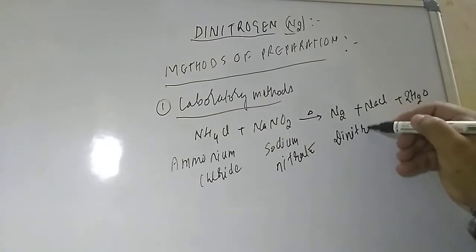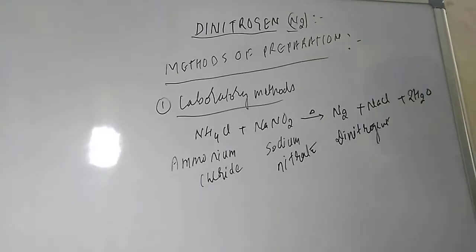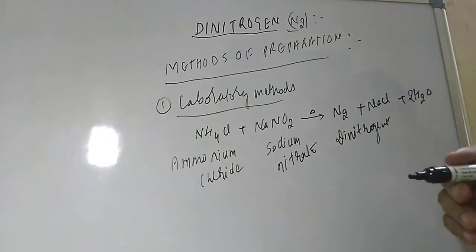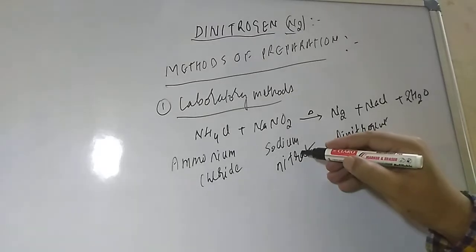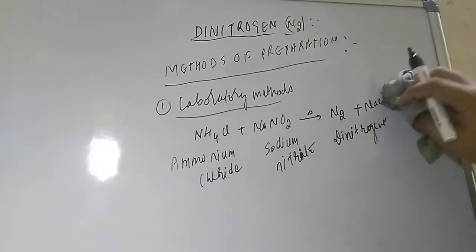So in the laboratory, dear student, you can prepare it by heating the aqueous solution of ammonium chloride along with sodium nitrite. It is not the nitrate. Okay, sodium nitrite. So you will be able to get the dinitrogen.